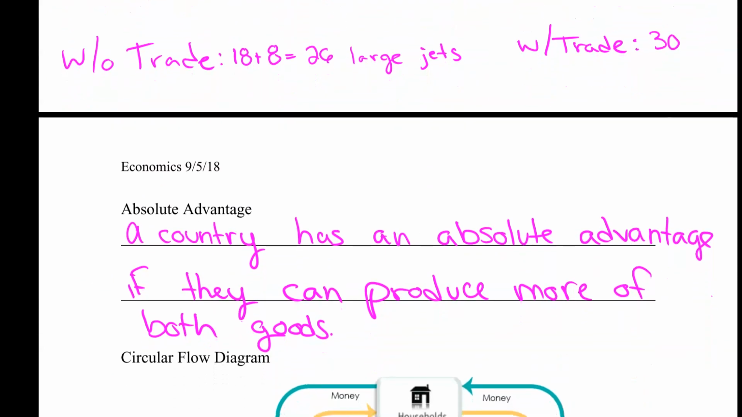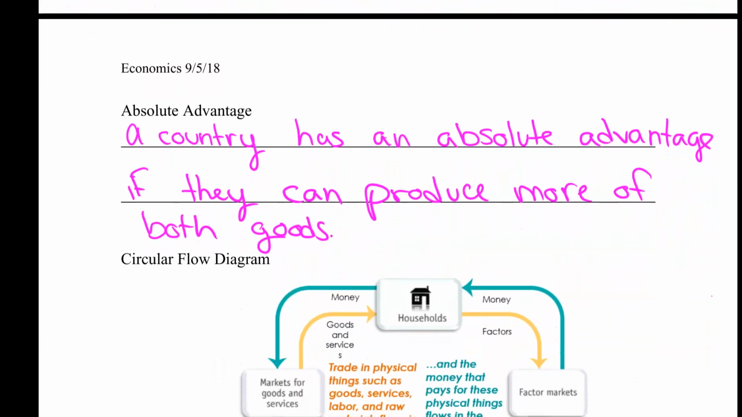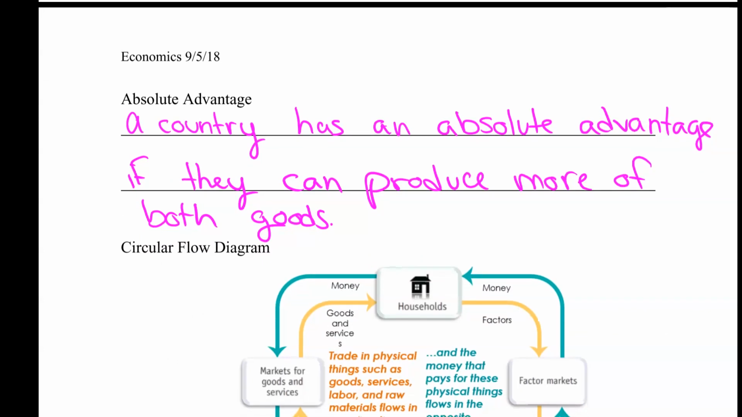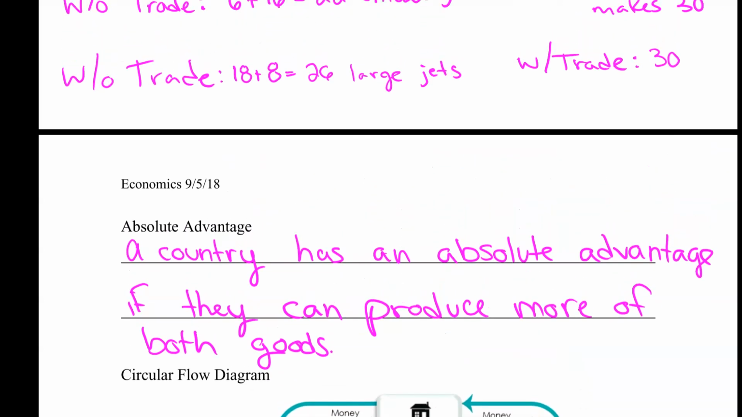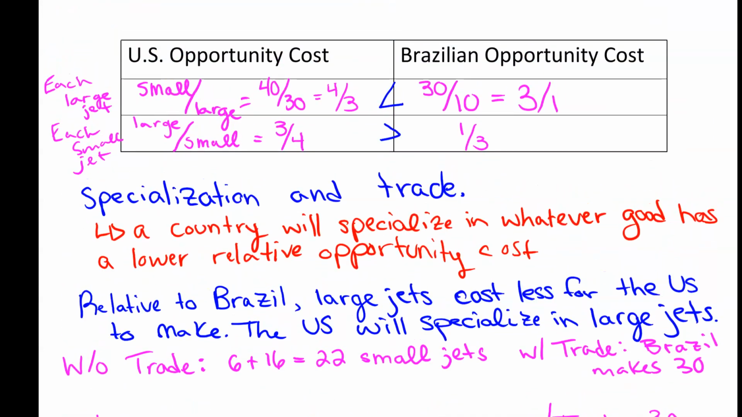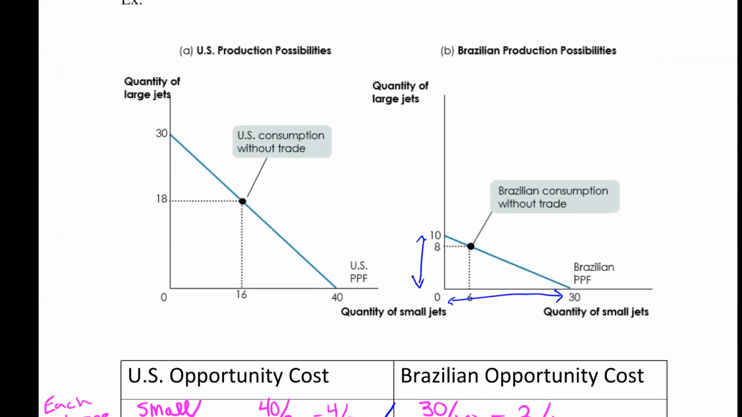Then we have to talk about advantages. So a comparative advantage is when we have a lower opportunity cost for a good. An absolute advantage is when a country can produce more of each good. So if we look back at our graphs, the US can produce 30 large jets versus Brazil's 10, and 40 small jets versus Brazil's 30. So the US here has an absolute advantage in large jets and small jets because they can produce more of each.